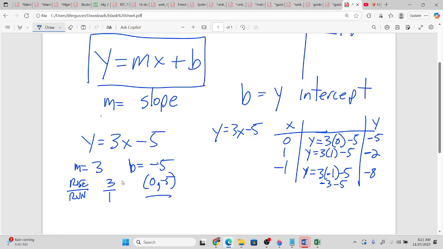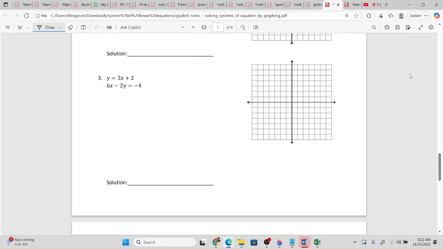Or I could just work on the slope-intercept form. I find the intercept, which in this case is 0, negative 5. And then I'd go up 3 over 1, up 3 over 1. Does anybody have any questions about what we're doing to graph our equations? No questions? Okay. All right.